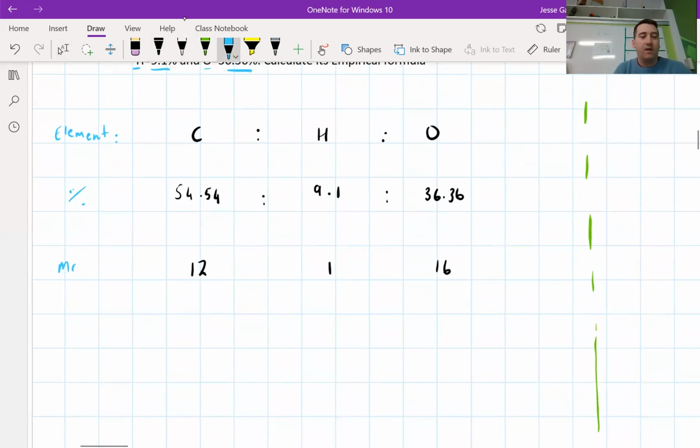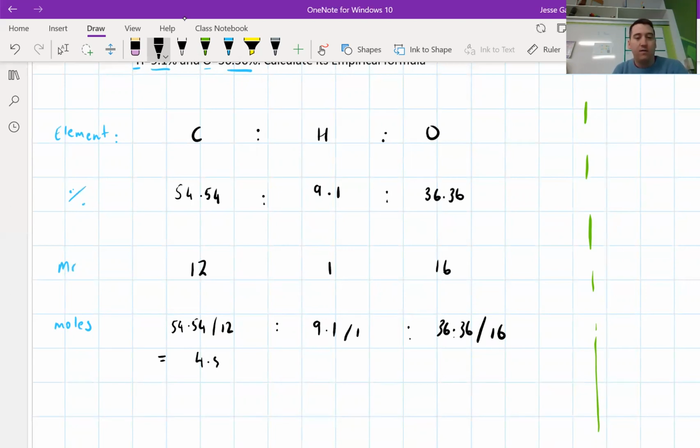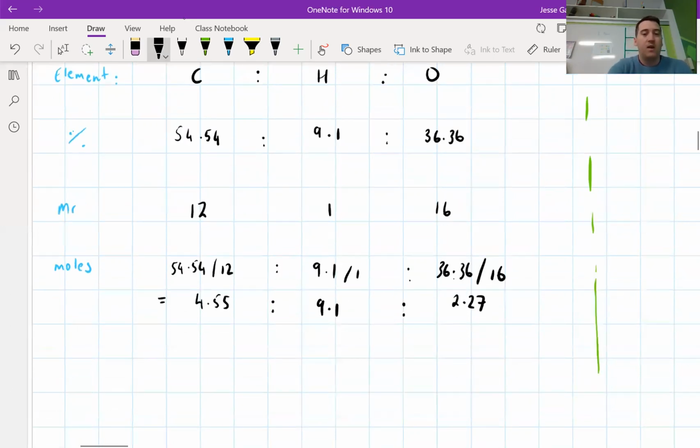We're going to find out how many moles of each one we have. We do this by taking the percentage, 54.54, and dividing by the Mr. So 54.54 divided by 12, 9.1 divided by 1, and 36.36 divided by 16. On the next line, we'll get the answers. We should get 4.55 moles of carbon to 9.1 moles of hydrogen to 2.27 moles of oxygen. All right, we're looking good.